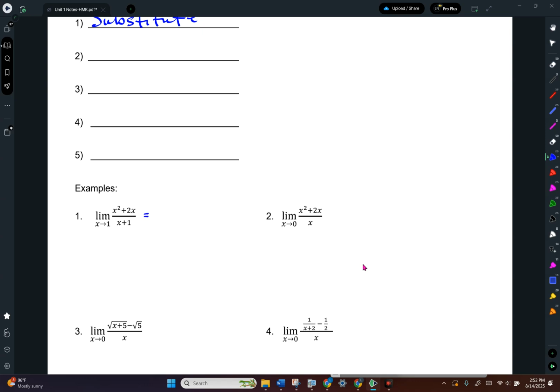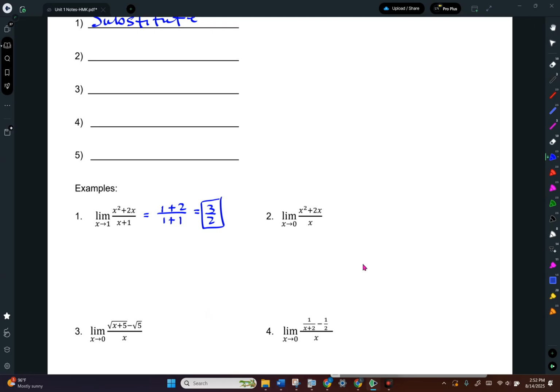Okay, if I put in a 1, I'm going to have 1 squared plus 2 times 1 all over 1 plus 1, which is going to give me 3/2. So that means there's an actual ordered pair at 1 comma 3/2. Okay, so the limit is 3/2. Okay, let's try number 2.